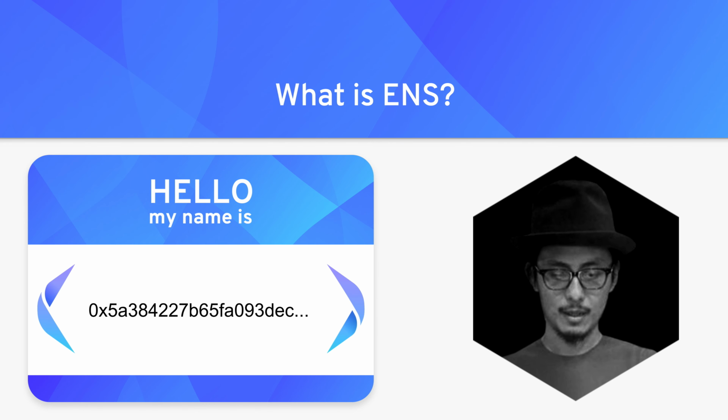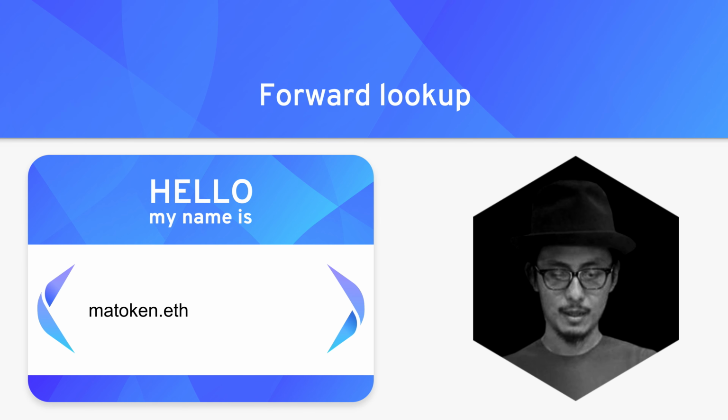So what is ENS? Actually, I don't think I introduced myself. In the Ethereum world, my identity is this hexadecimal 0x5A3A4 blah blah blah. ENS provides a human-readable, friendly way to associate my Ethereum wallet address with a name. So if you go to, for example, MetaMask or Etherscan and look up matoken.eth, it should resolve to this Ethereum address so that you can send or receive crypto.